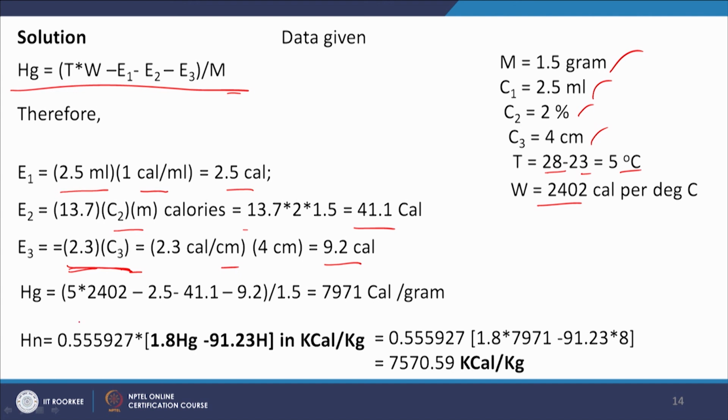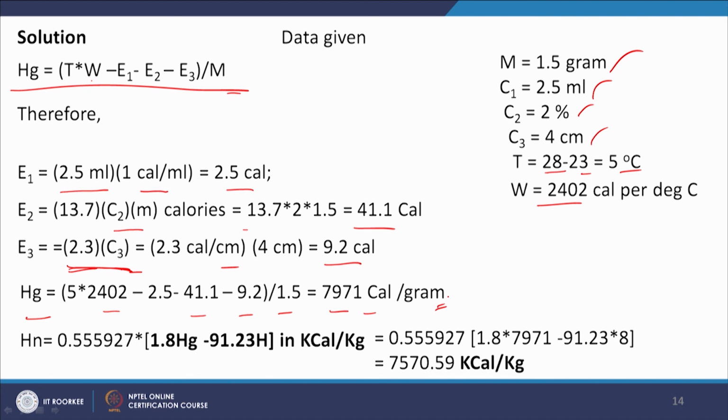the fuse wire which is used has this formula. And then what will be the Hg? That is equal to (T into W, that is 5 into 2402, minus 2.5 minus 41.1 minus 9.2) divided by M, that is equal to 1.5. So, we are getting 7971 calorie per gram. So, this is the gross calorific value or high calorific value.